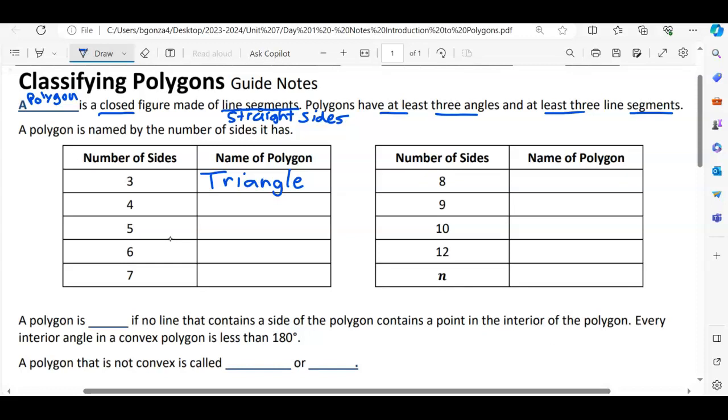Now, a specific quadrilateral could be a square or a diamond or a rhombus or a kite or a parallelogram, which I've got a fun song for that one. Y'all like songs, right? Yeah. All right, well, anyways, quadrilateral.